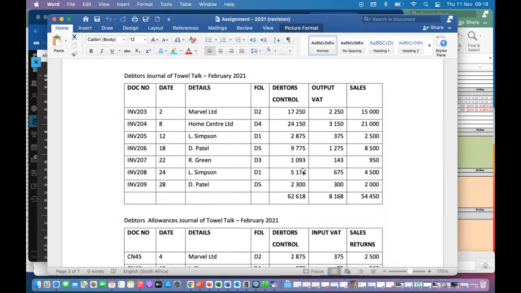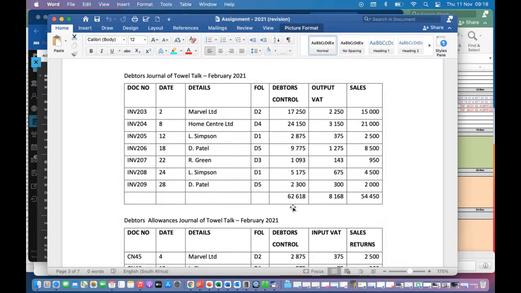The debtors control. Okay, it's not rocket science. Remember, we're posting from the journals to the debtors control in order to populate the debtors control. Again, these are things that you should know. So then we ask ourselves, the total at the bottom there, this 62,618, what do we do with it?